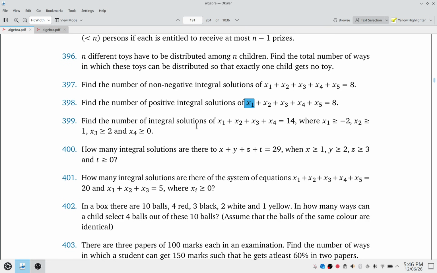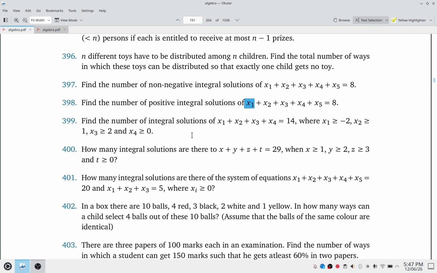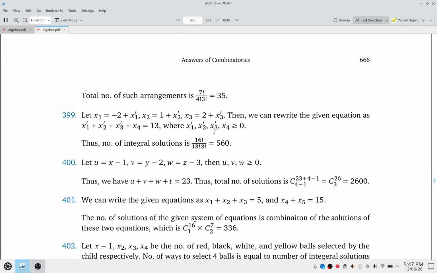399 says that find the number of integral solutions of x1 plus x2 plus x3 plus x4 is equal to 14, where x1 greater than equal to minus 2, x2 greater than equal to 1, x3 greater than equal to 2, and x4 greater than equal to 0. So here we let x1 is equal to minus 2 plus x1 prime, x2 is equal to 1 plus x2 prime, x3 is equal to 2 plus x3 prime. So equation can be written as x1 prime through x4 is 13, because x4 is greater than equal to 0. So we are converting everything to be greater than or equal to 0. So we have 13, and now the solution is simple. There is 16 factorial by 13 factorial into 3 factorial.